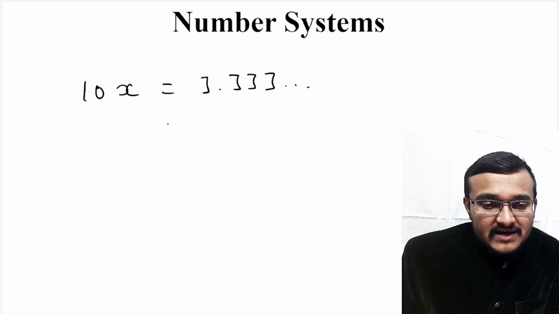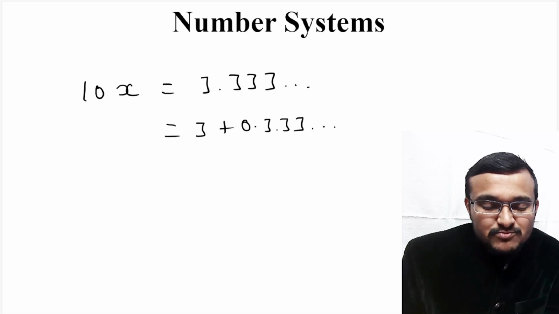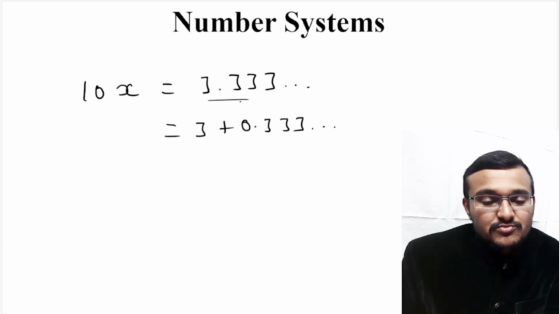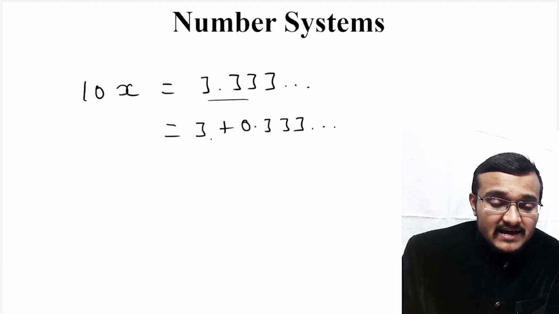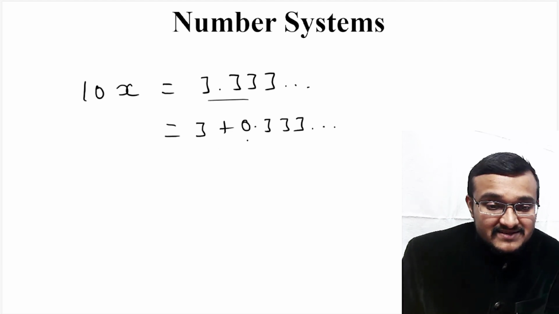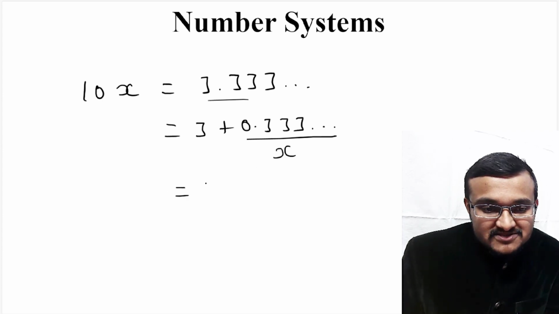Now in the place of writing 3.33333, I can write this as 3 plus 0.33333, because if I do 3 plus 0.33333, you will get 3.333, and it goes on like that. So now I have separated this 3 and 0.333. I know this particular number we have called as x. So you can straight away write 3 plus x.